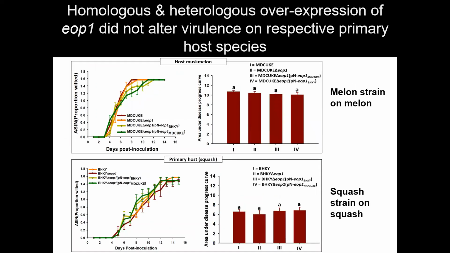Sometimes overexpressing a gene either in its native bacterial host, which is homologous expression, or in a different bacterial host, which is heterologous expression, confers some virulence or avirulence traits. But in the case of this study, neither of these expressions altered the virulence of the overexpressed constructs on their respective primary hosts. So this is a melon strain on melon, and then the squash strain on squash. We did not see any phenotype.